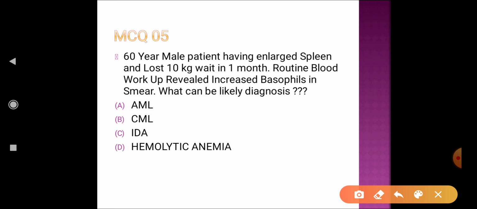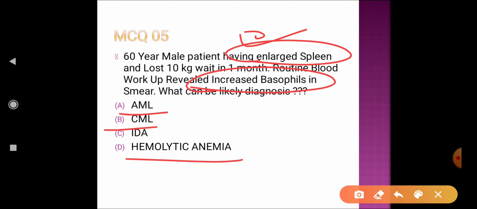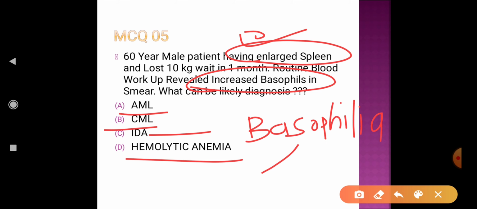So here the main clues for the diagnosis are the enlarged spleen and the increased basophils. First of all, an enlarged spleen is suggestive of some form of leukemia or hemolytic anemia. So we can exclude the diagnosis of iron deficiency anemia. Now there is a presence of increased basophils, and increased basophils is called basophilia. It is the hallmark of CML. It is present only in chronic myeloid leukemia. Usually, it is not seen in acute myeloid leukemia or hemolytic anemia.